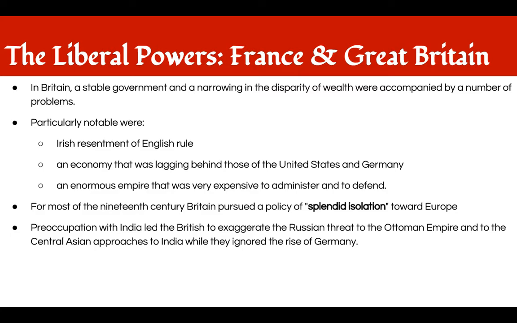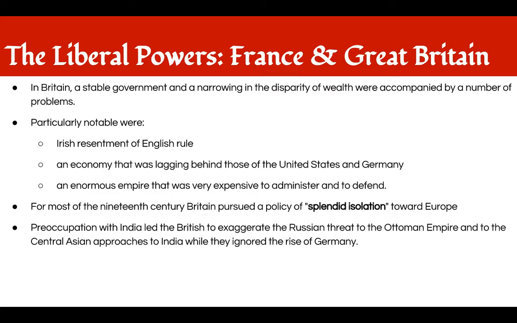In Britain, there was a much more stable government, and there was a narrowing in the disparity of wealth. So the lower classes were rising up and gaining more wealth. However, there were a number of problems in Britain, including the issue with Ireland and Irish resentment of English rule that would occasionally flare up, an economy that lagged behind the United States in Europe, and a huge empire which was very expensive to defend.